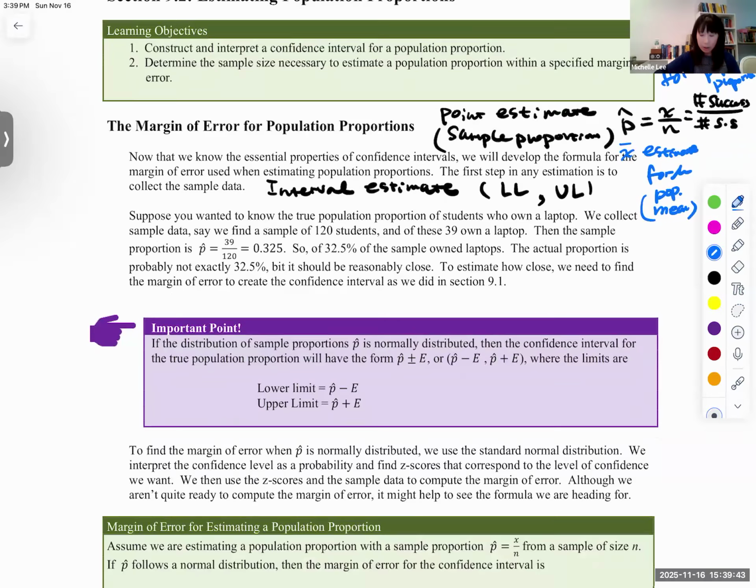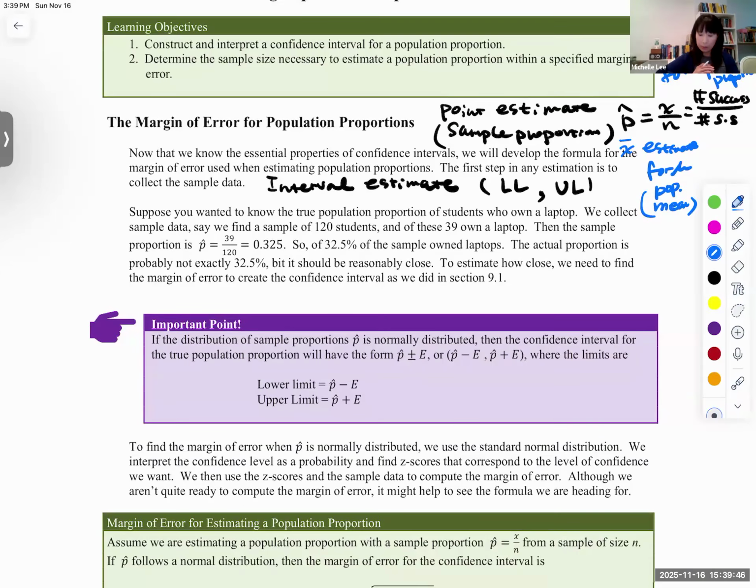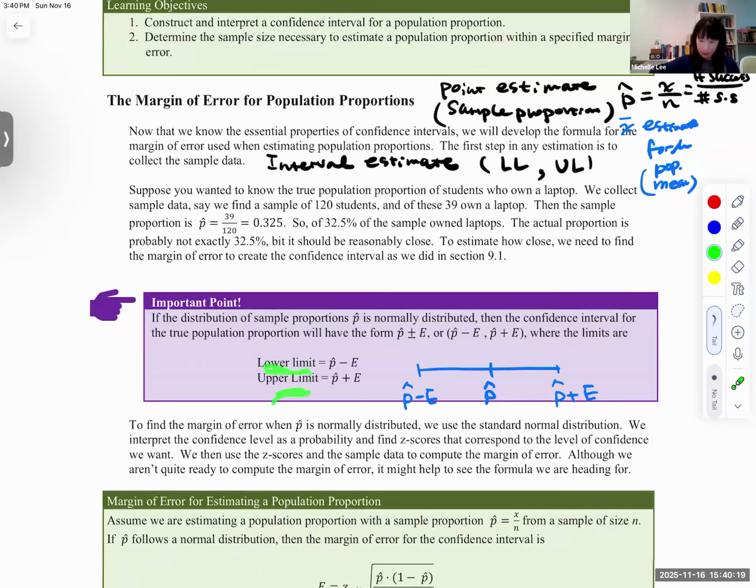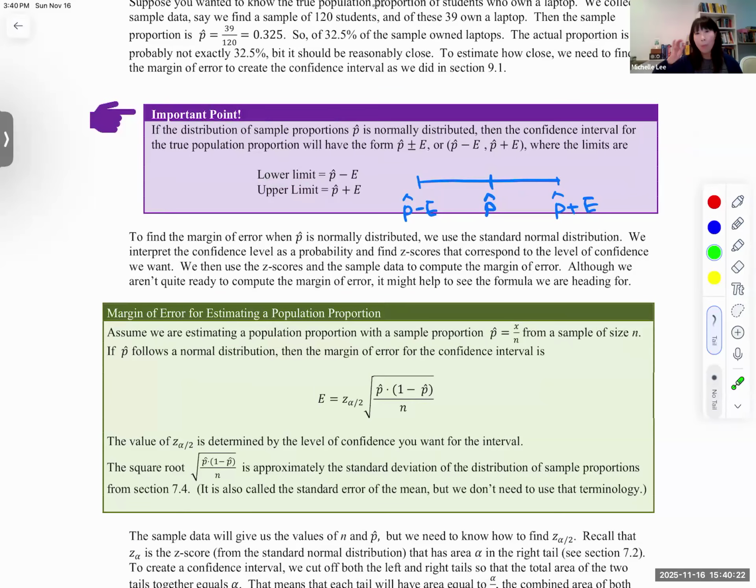All right, then let's go back to the confidence interval. In the middle we have p hat, and on the left side from p hat we subtract the margin of error, and on the right we add the margin of error. We talked about this in the previous section. That gives the lower limit and upper limit. Make sense?